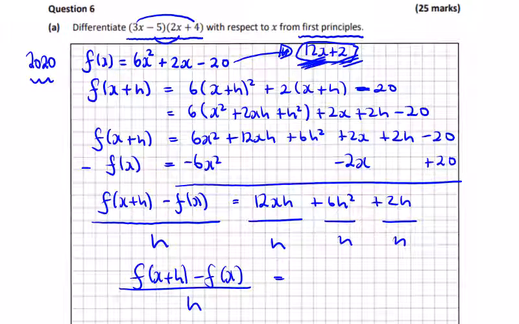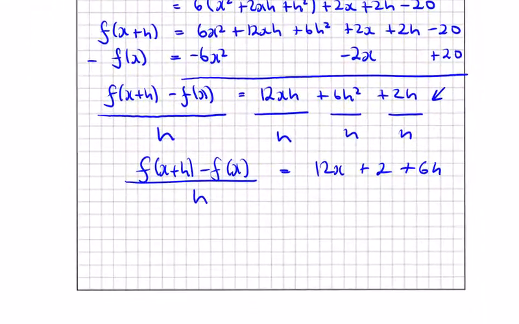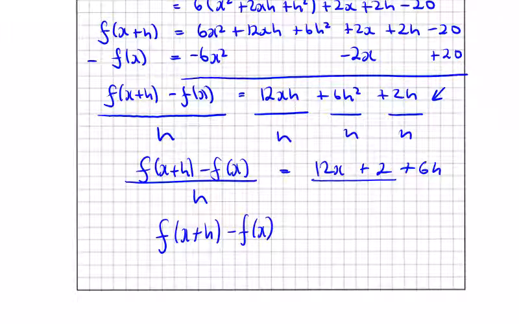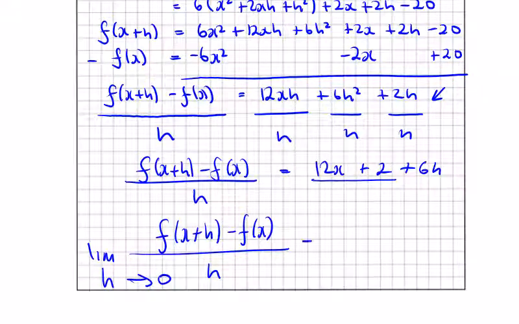So we're going to get 12xh divided by h, which is 12x. I'll do the last term second. We're going to get 2h divided by h, which is 2, and we're going to get plus 6h on top. So we have our answer at 12x plus 2. So the limit of f of x plus h minus f of x over h, as h tends to 0, is equal to 12x plus 2. Nice easy start.